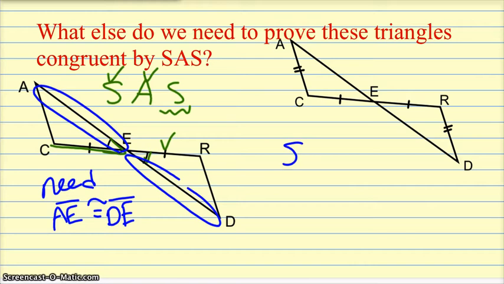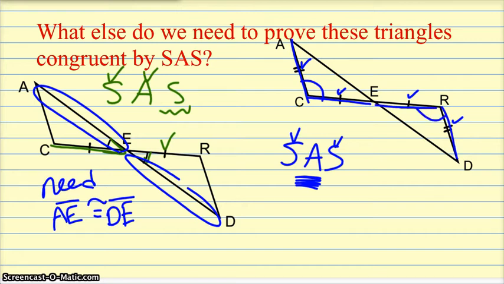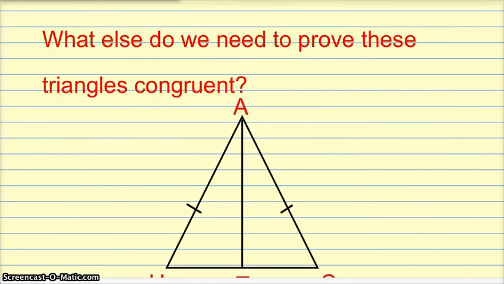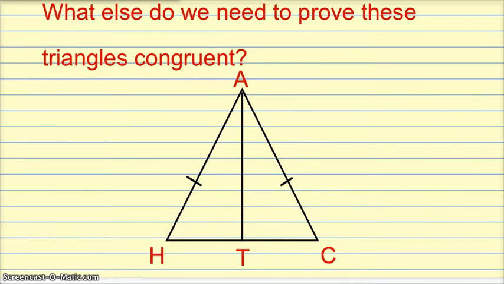So the next one, if we talk about side, angle, side. Well, I have a side, same thing over here. But what I don't have is the angle in between. So extend the side lengths, and the angle they create is this one here and that one there. So we would need angle C to be congruent to angle R.